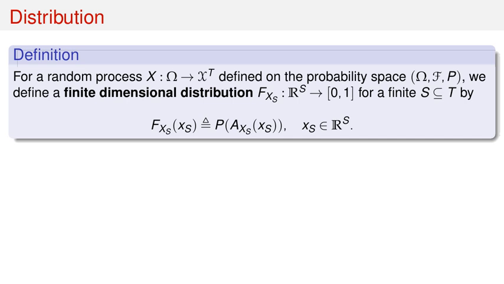Now let's talk about the distribution of a random process. For a random process X from Ω to 𝒳^T defined on (Ω, ℱ, P), we define a finite dimensional distribution (FDD) F_{X_S} mapping from R^S to the closed interval [0,1] for any finite subset S of T. This is given by F_{X_S}(x_S) equals the probability of A_S(x_S), P of A_S(x_S), for any x_S in R^S. A_S(x_S) is the event X_s less than or equal to x_s for all s in S.